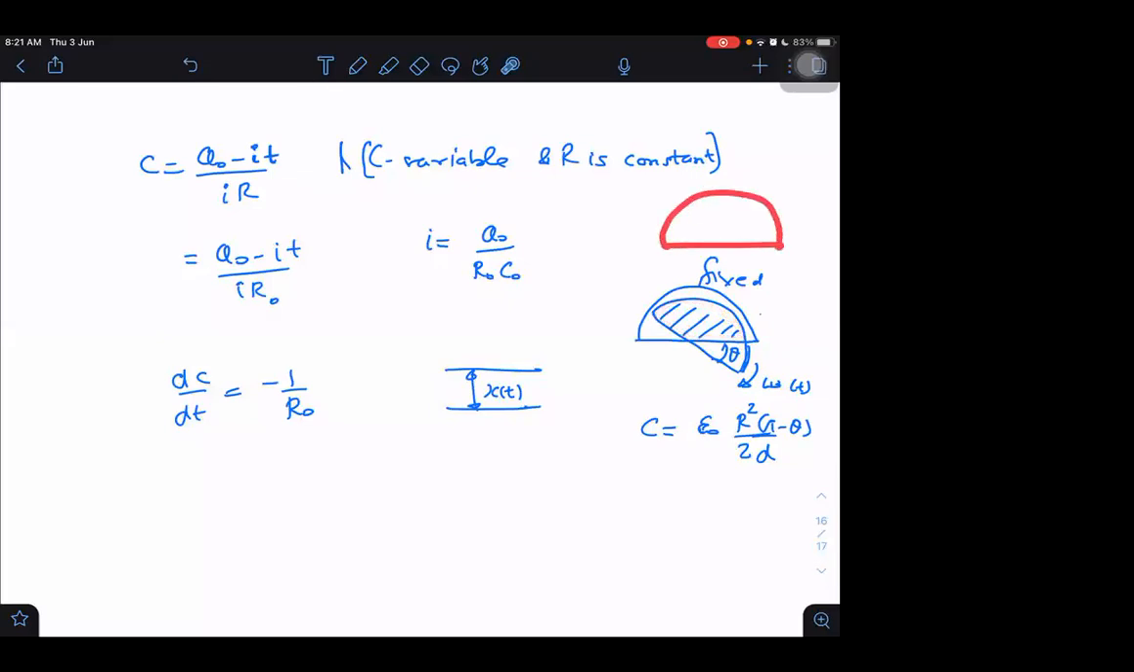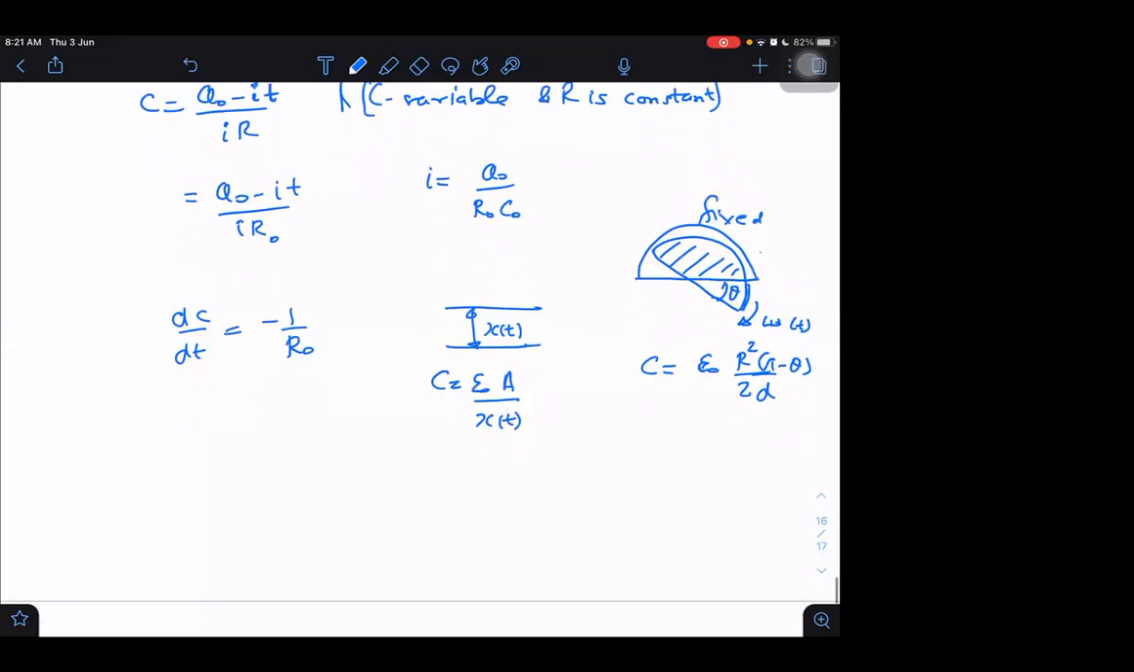This is one plate below, another plate above it, and this is the area of overlap. What do we get as the value of capacitance in the second case? Epsilon naught into area fixed upon x as a function of time, x(t). What will be dC by dt in our first case? Epsilon naught A into minus 1 by x(t) square into dx by dt, that is, I could write velocity as a function of time.